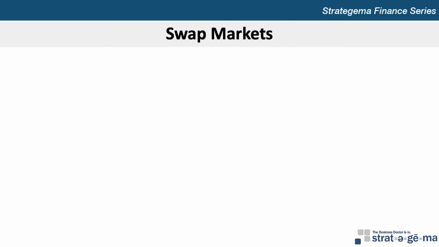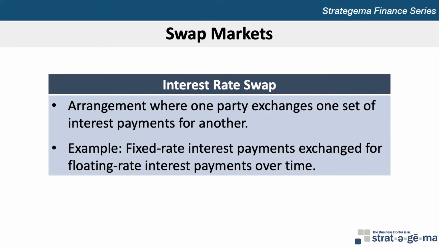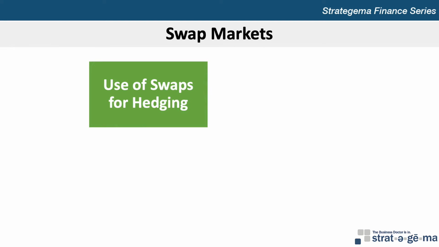Let's begin with some background information on swaps. An interest rate swap is an arrangement whereby one party exchanges one set of interest payments for another. In the most common arrangement, fixed rate interest payments are exchanged for floating rate interest payments over time. Financial institutions in the U.S., such as savings institutions and commercial banks, traditionally had more interest rate sensitive liabilities than assets and therefore were adversely affected by increasing interest rates.